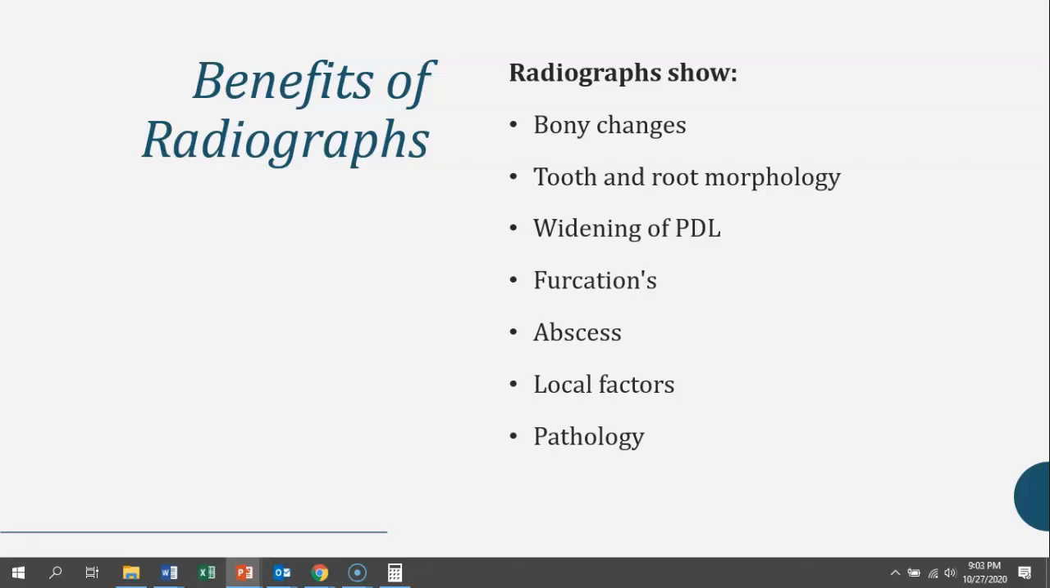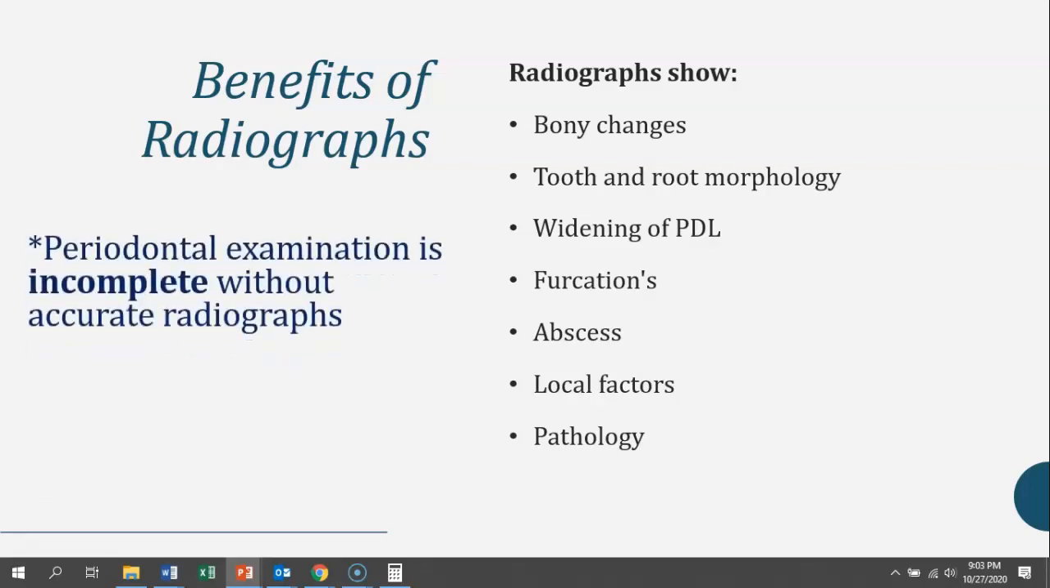You can see localized factors such as overhanging restorations or calculus or an ill-fitting crown, or extra cement that's squished out after a crown was placed, or little fragments of filling material or whatever it might be. And then you can see other types of pathology, like cysts or something in the bone and different things like that. Periodontal examination is incomplete without accurate radiographs. Yes, that's true.